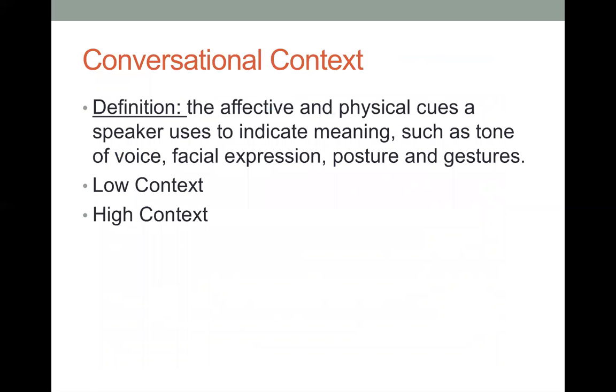Context of a conversation. So the affective and physical cues a speaker uses to indicate meaning, such as tone, facial expression, posture, and gestures. So where is this conversation happening? Are people happy? Are they sad? Are they smiling? Are they frowning? Are they angry? Are they standing up straight? Are they leaning? Are they sitting in a desk? Are they slouching? Where is this conversation happening? What are kind of the environmental circumstances surrounding it? We're going to talk about low context communication and high context communication.